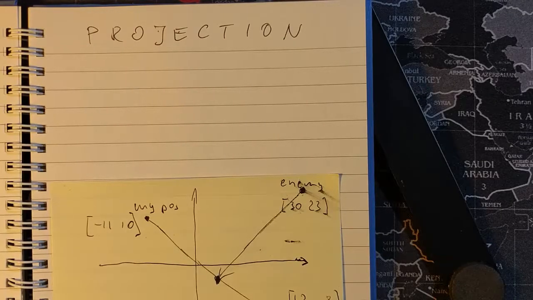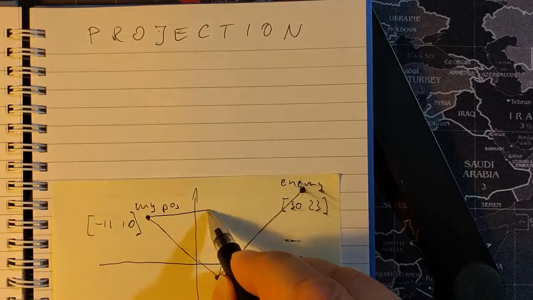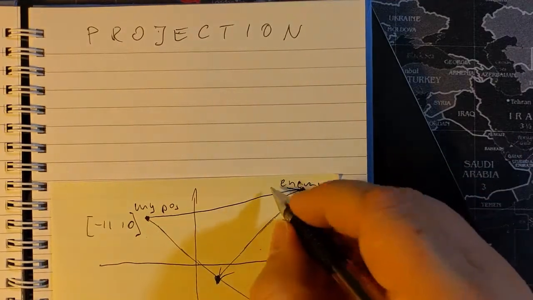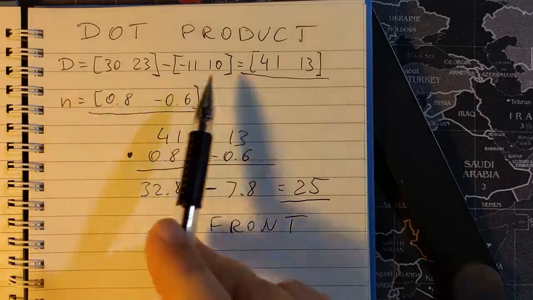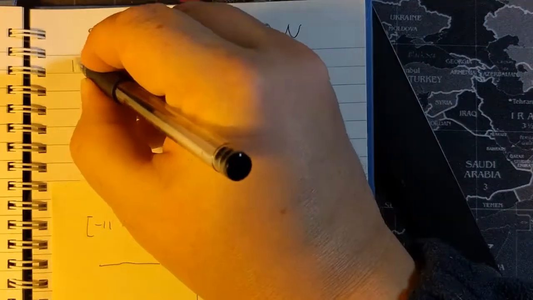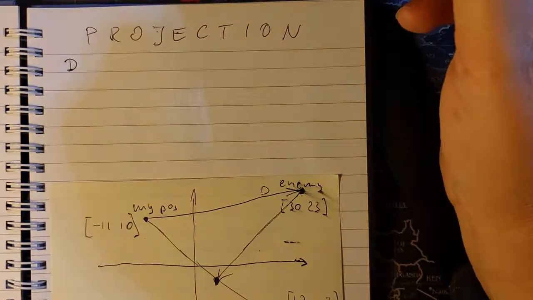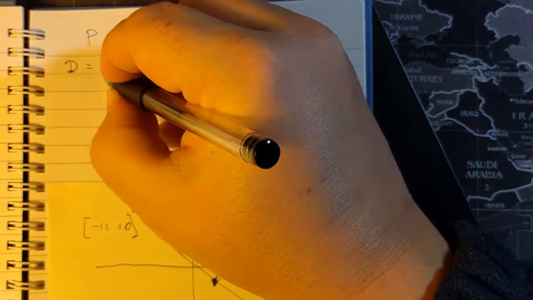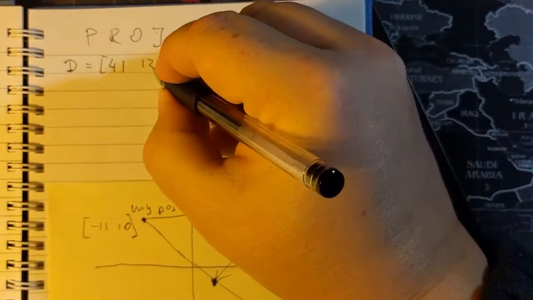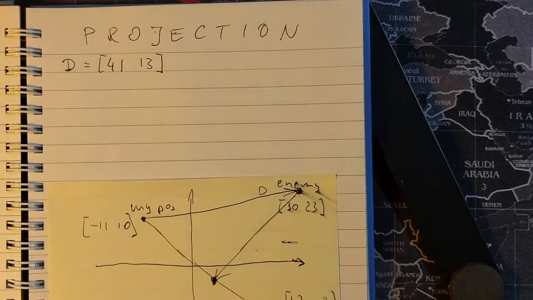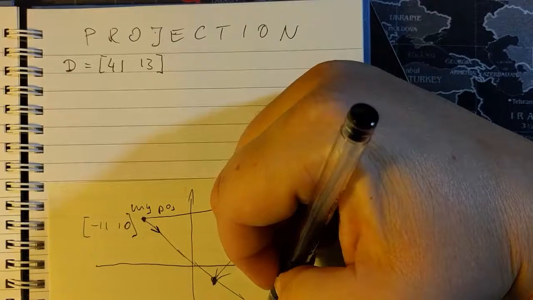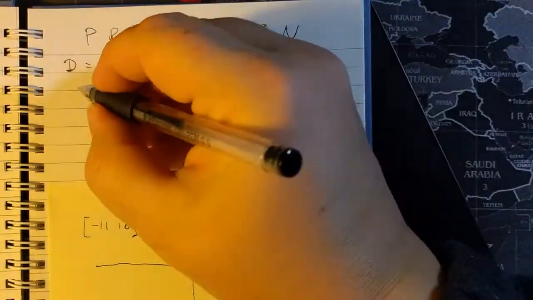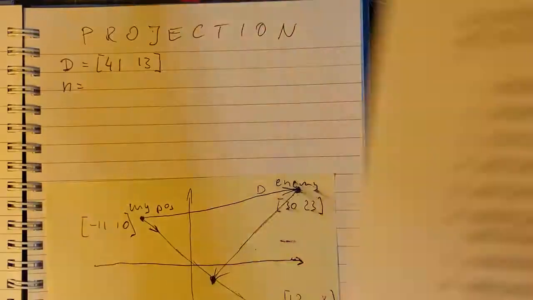This calculation requires us to know the displacement vector towards the enemy position, but such a vector we have already calculated. We called it d, and it was calculated in question 3 with the value 41 13. So the relational position of the enemy is 41 13. We also need to know the normal vector defining the direction of our position to find this projection here. Our normal vector has been calculated in question number 2, 0.8 minus 0.6.